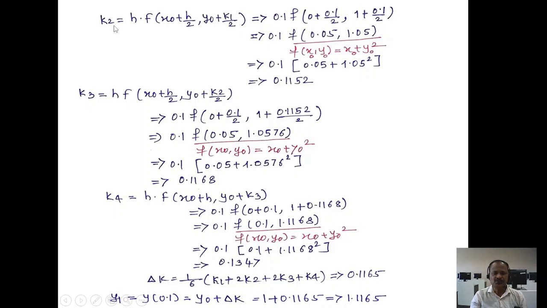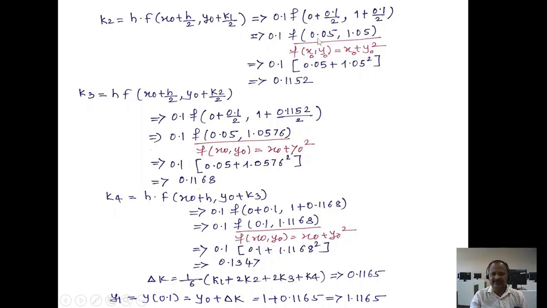Now to find k2, we have to write the formula for k2. So k2 is equal to h into f of x0 plus h upon 2 comma y0 plus k1 upon 2, is equal to, so h value is given as 0.1, f of x0, x0 is 0 plus h, 0.1 divided by 2 comma y0, y0 is 1 plus k1, already we have found k1, so it is 0.1 divided by 2. Solve this. After solving we will get 0.05 comma 1.05.